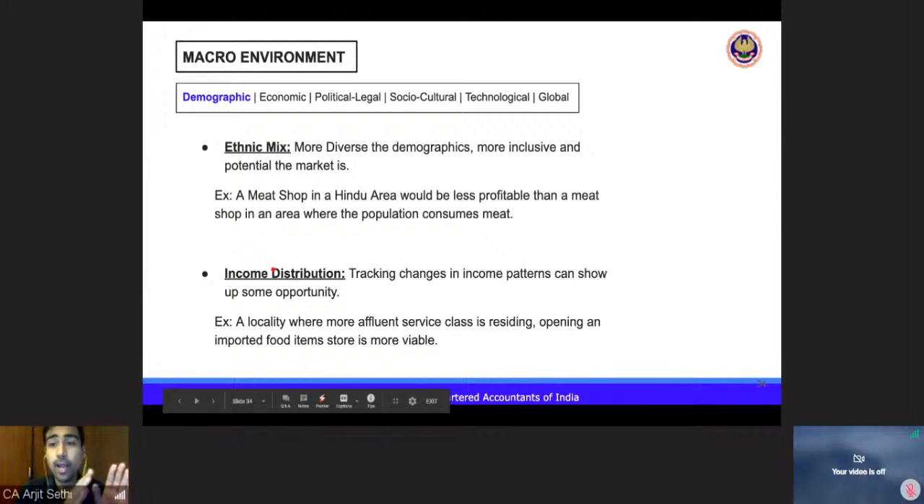If I go and open an imported food shop near a slum, right? No one is going to come because the income distribution is not matching my business, right? So that is why it is important to understand demographic mix or the demographics of the population of an area while understanding the macro environment, that is the outside part of the environment, right?